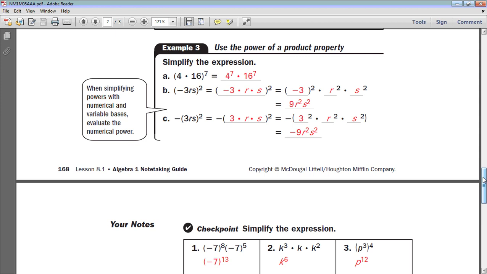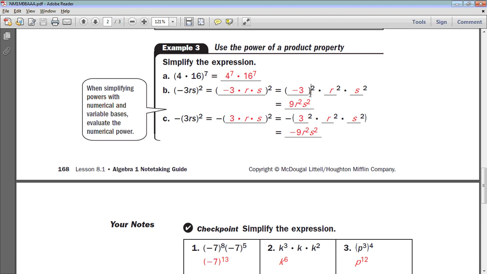If you have -3rs, you can't just distribute to the r and the s. That's the number one student mistake. You have to distribute it to the -3 as well. So I have -3 squared times r squared times s squared. Well, what's -3 times -3? Negative times negative gives me a positive, so I have +9 r squared s squared.